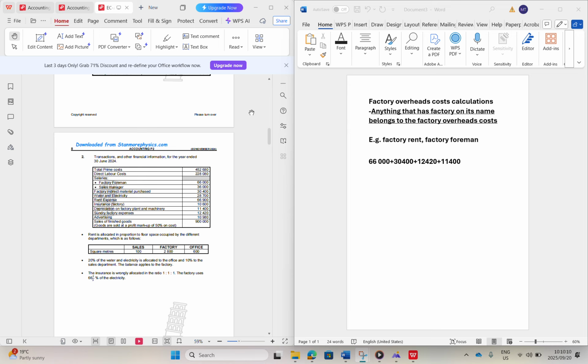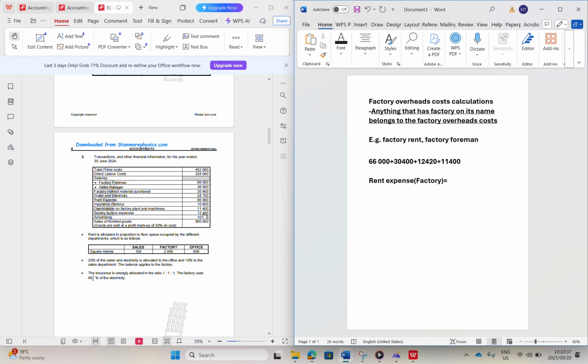My last video on factory overheads was cut short by mistake, so I'm continuing on this one. So we were calculating the rent overhead cost. To calculate the rent overhead cost, we need the rent expense. Remember, it's for the factory.